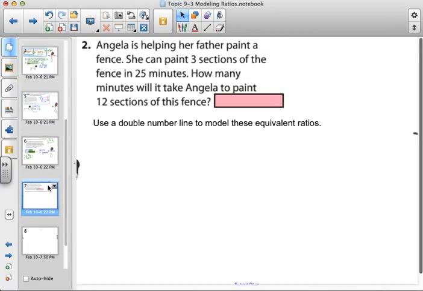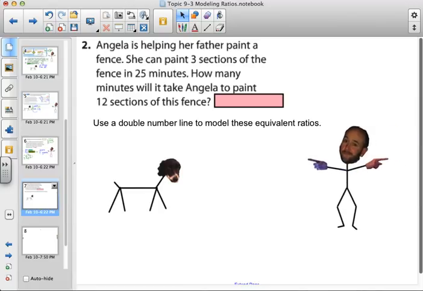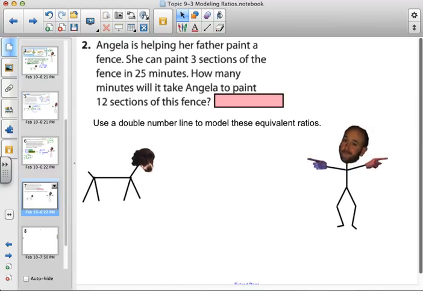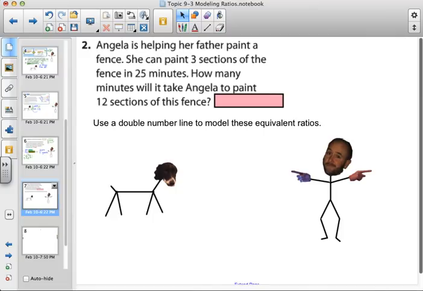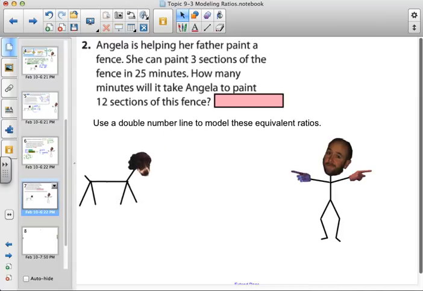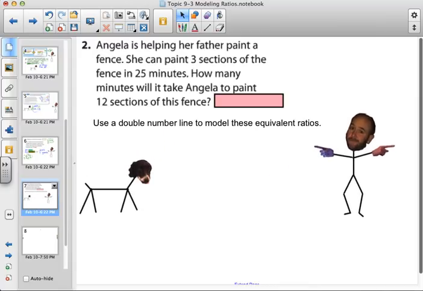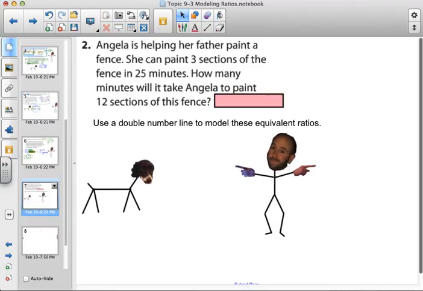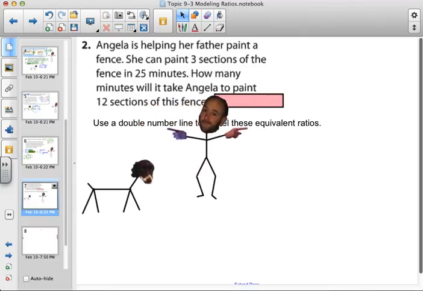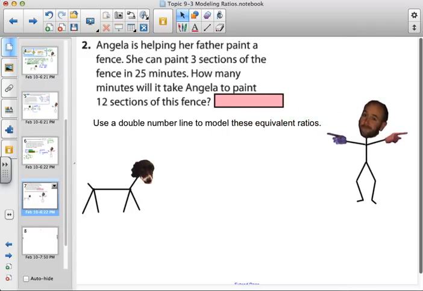Well, let's try another one now. Okay, Patty, you can read the problem to the kids. Yeah, humans do a lot of painting. Okay, very good. You think the kids should do this one on paper also? Oh, and you want them to make a double number line to model these equivalent ratios.